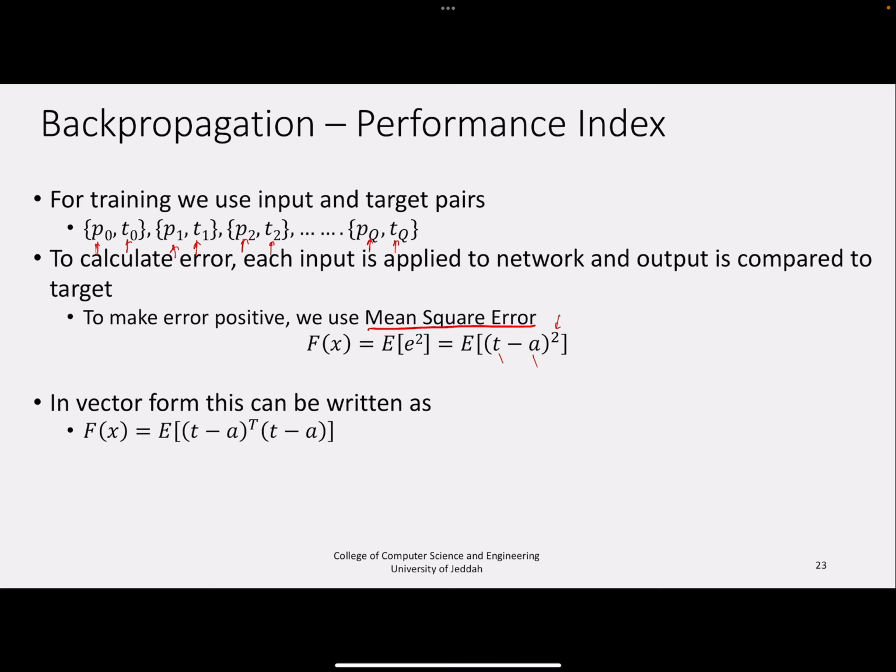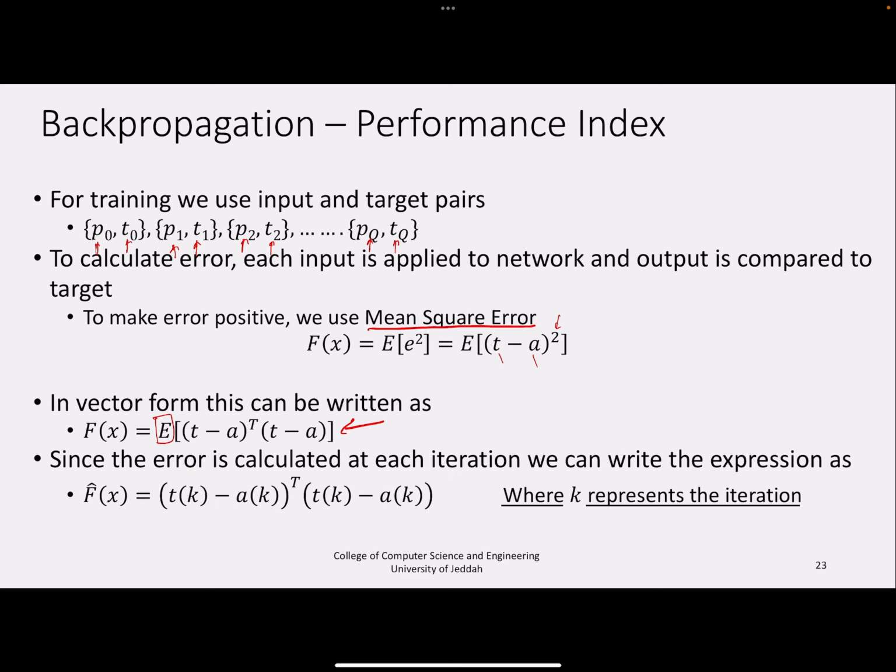So this can also be written in vector form, like this. The E over here, I think you should know by now, is the expected value function. And so if you want to write this in vector form for all Q possible input output target pairs, you can write it in vector form like so.